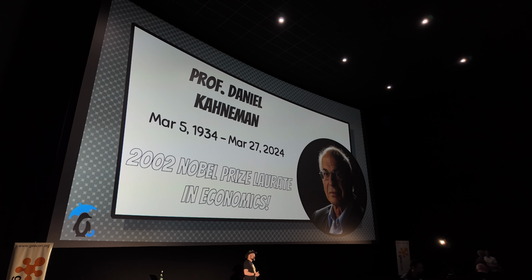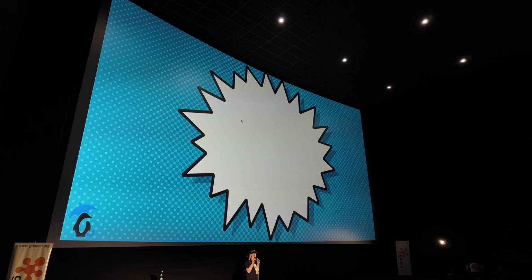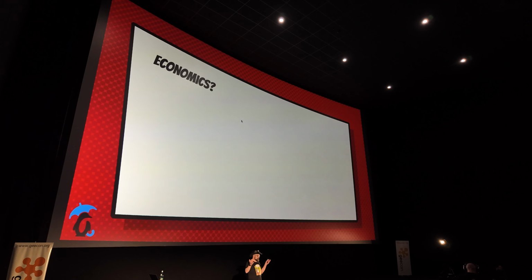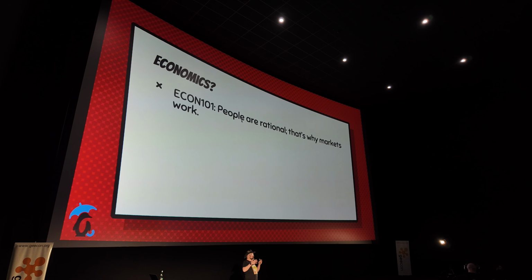Interestingly enough, Professor Daniel Kahneman, whose work is in behavioral psychology, got a Nobel Prize in economics. This is the official wording for having integrated insights from psychological research into economic science, especially concerning human judgment and decision-making under uncertainty. What it means in layman's terms is, if you ever took any class that has something to do with economics, this is how it starts.